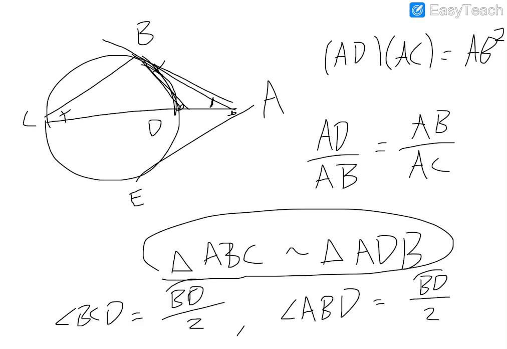Since they're similar triangles, this relationship holds, which can be turned back into this, which in a way proves the power of a point theorem for basically any point P outside the circle. We proved this using a tangent line and a secant line, but you can really do this with any combination of tangent lines and secant lines as long as the point is outside the circle.